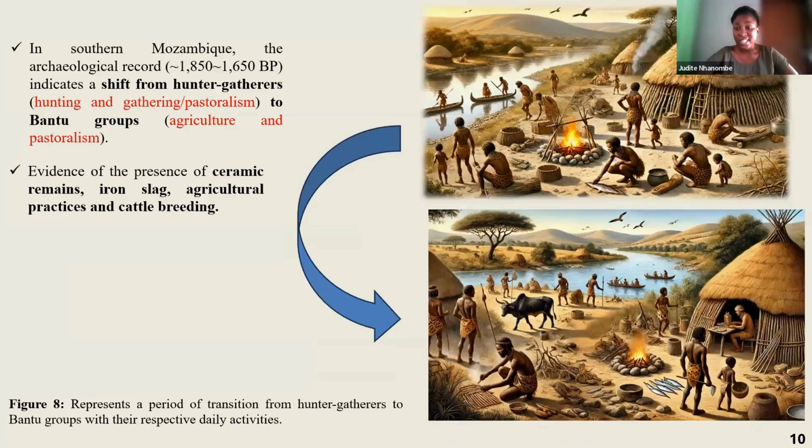The convincing hypothesis is that Mozambique served as a corridor for the Bantu groups when there was greater migration during this period. And the archaeological records indicate a shift from hunter-gatherers to Bantu-speaking groups at the archaeological sites of Matola and Eduardo Mondlane University campus in Maputo around 1050. Evidence for the presence of ceramic remains, iron slag and agricultural practice suggests that these groups were already established and practicing trade routes in the Indian Ocean.